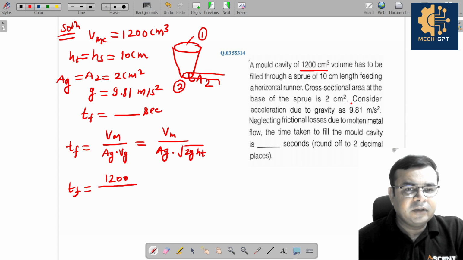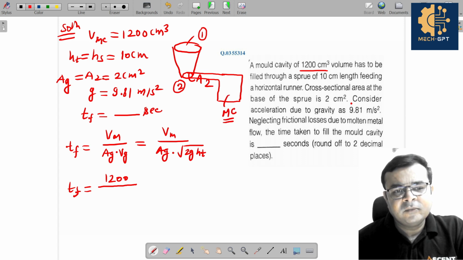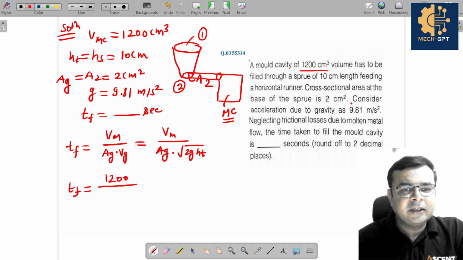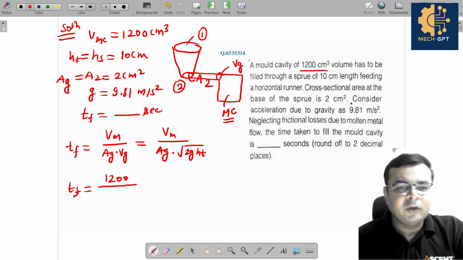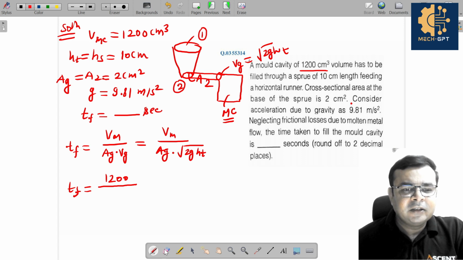and if I draw its figure, then it is looking like this, correct? So this is the mold cavity whose volume is already given here, and the velocity at this point is called Vg, which is nothing but the square root of 2g Hs. Yes or no? And since the height of the cup is not given, simply here we assume there is no pouring cup. So instead of Ht, here I am writing Hs. And similarly, the area at this is called Ag.